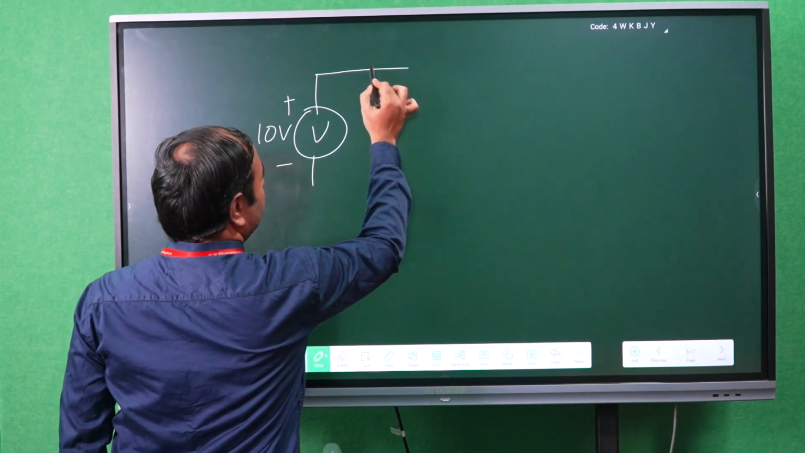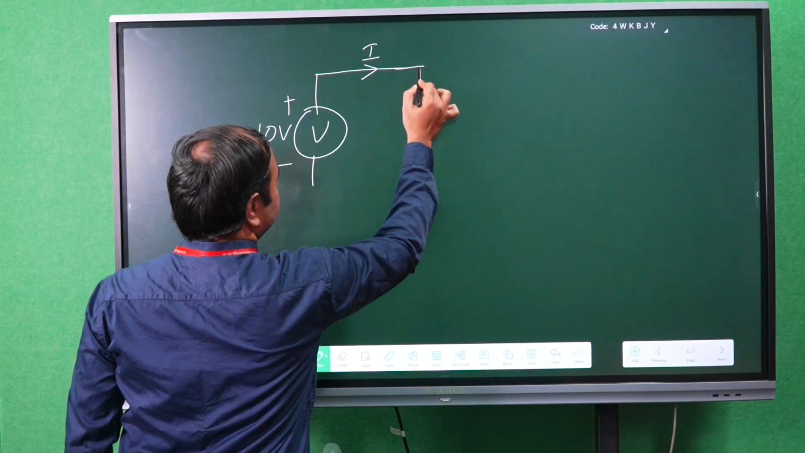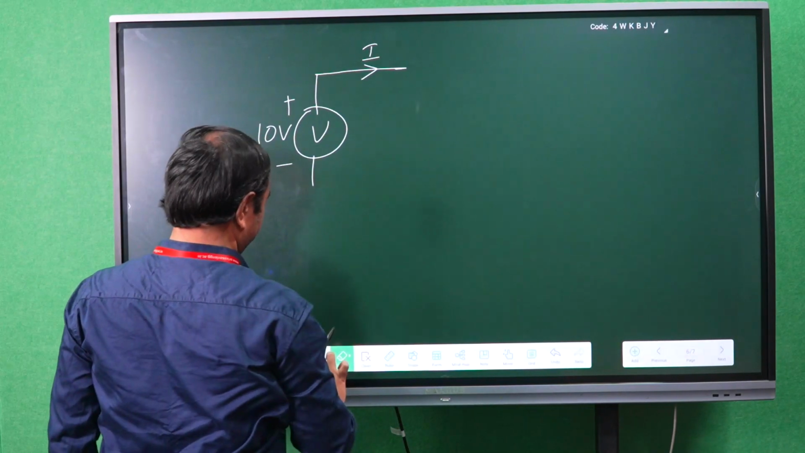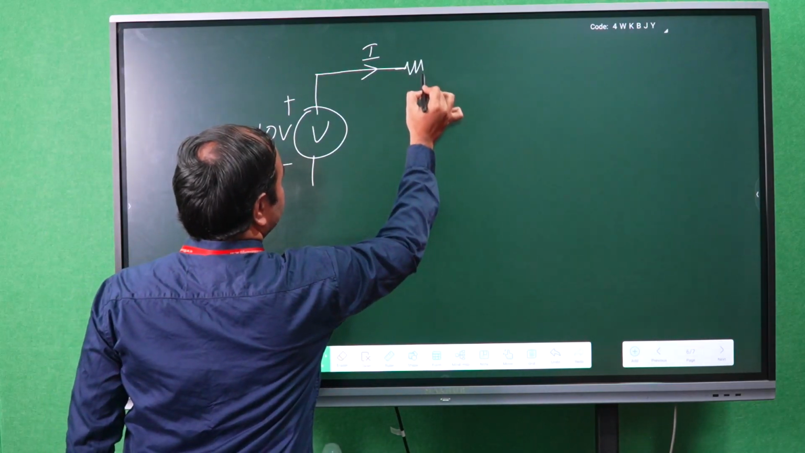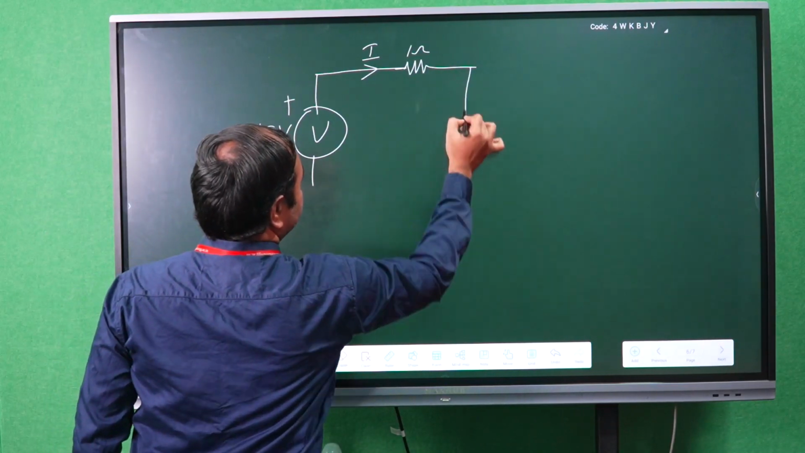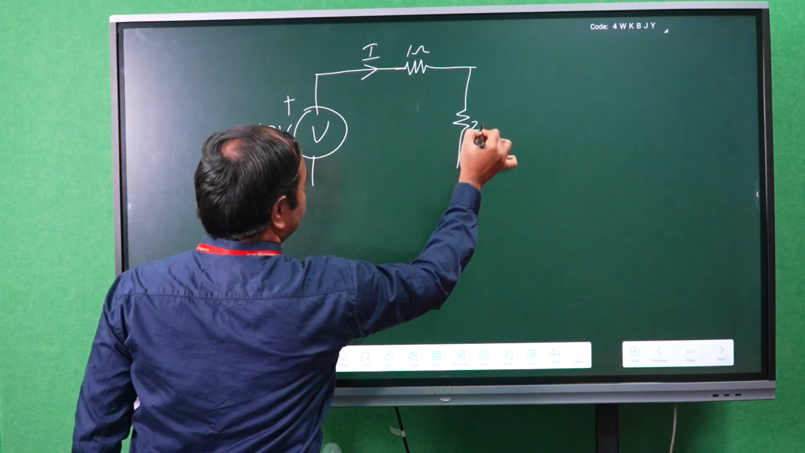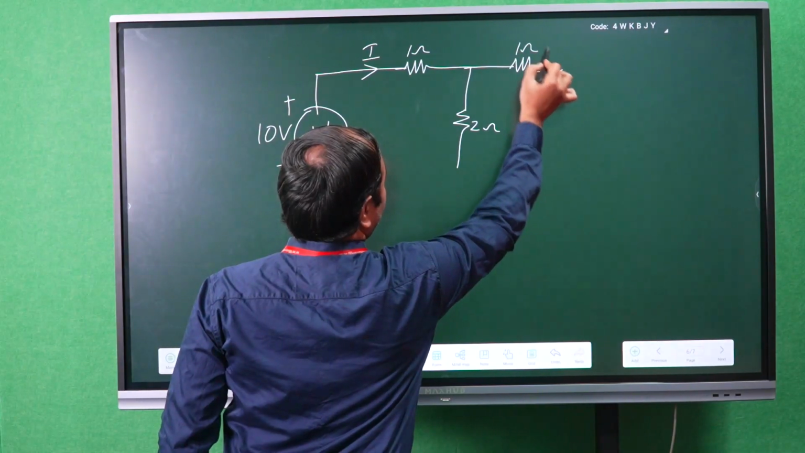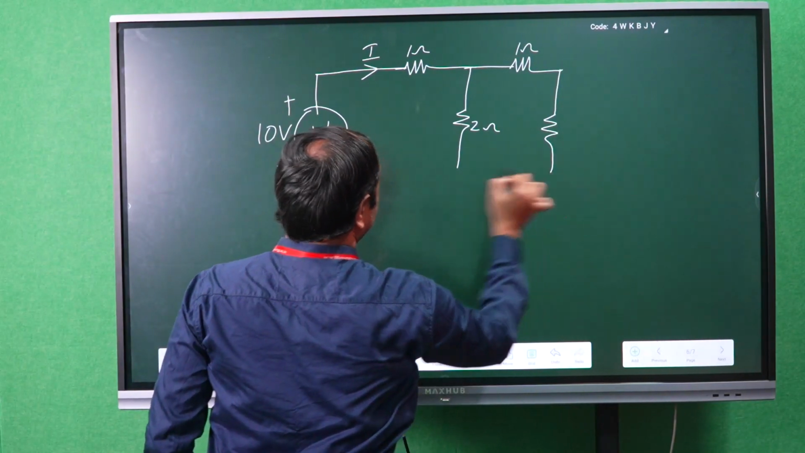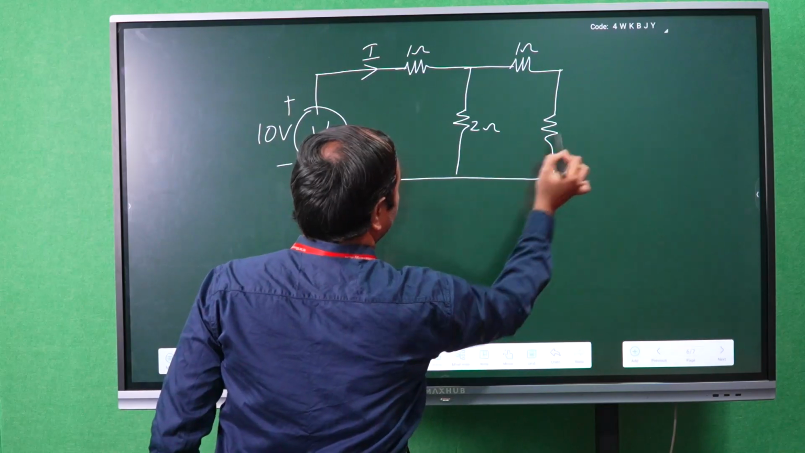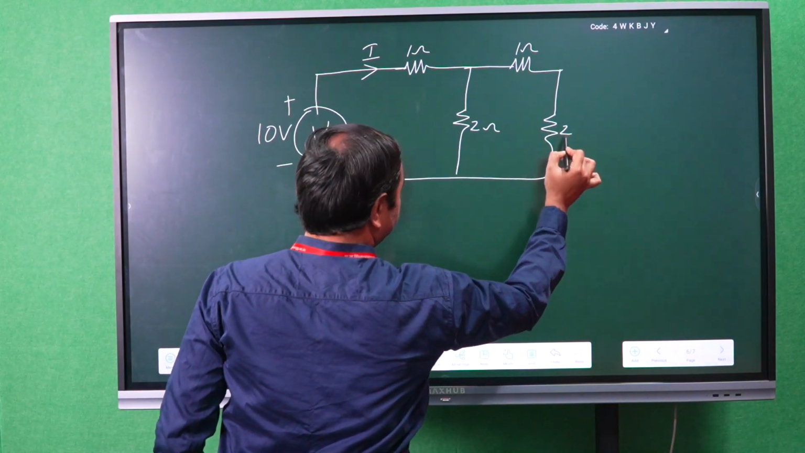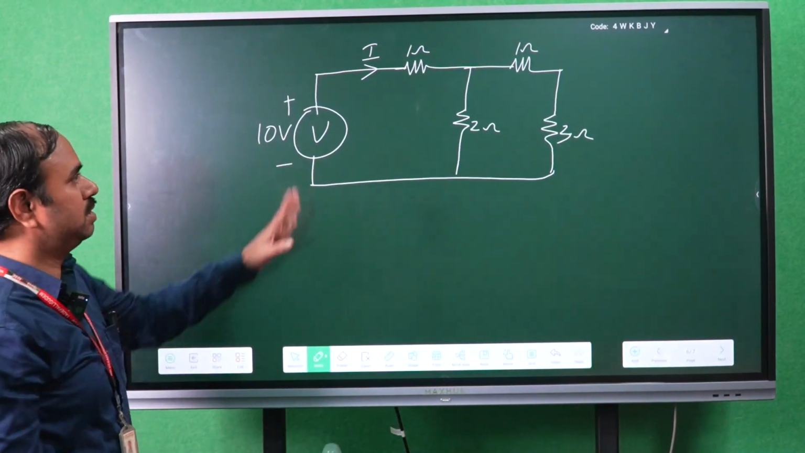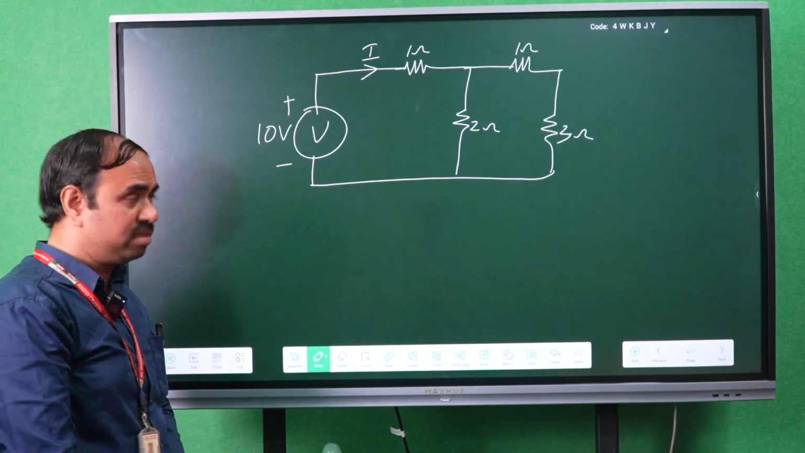The same model problem I am considering. 1 ohm, 2 ohm, again 1 ohm, 3 ohm. So this is the combination of series and parallel circuit.